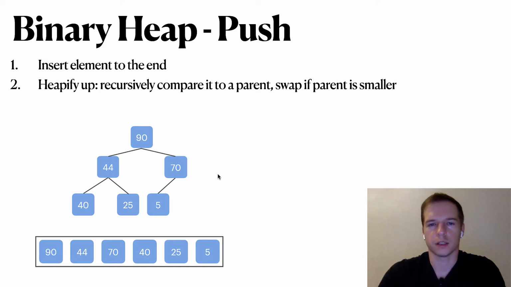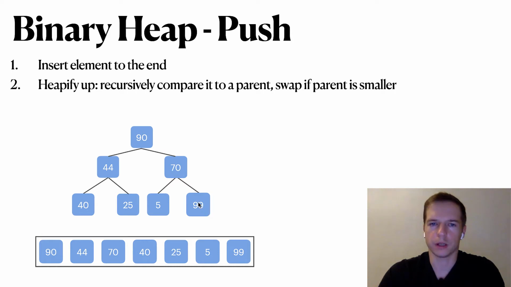Another important thing, the second one, is push or insert of an element. So we have a heap, a max heap, and we need to insert something, and we should keep the heap property. So first of all, we insert the element at the end. So our array becomes bigger, and we insert 99. And then we heapify up.